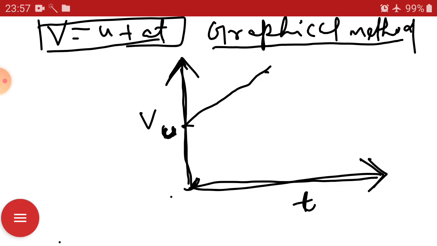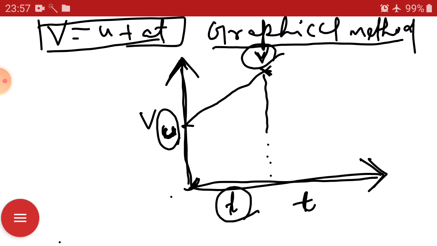Okay, and the final speed we will consider, right? Suppose it reaches the final speed v within this time, let's say t. So the object changes the speed from initial speed u to v within that time. The time it takes is t.